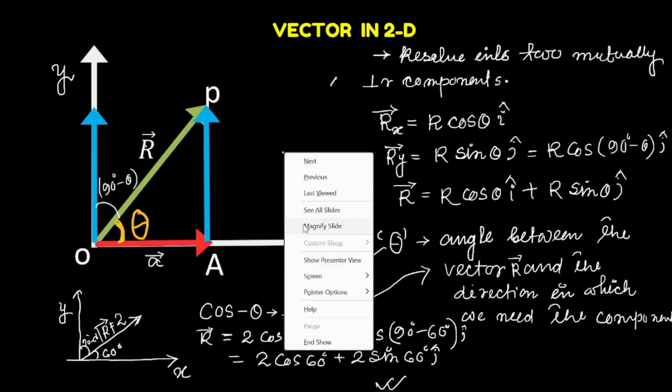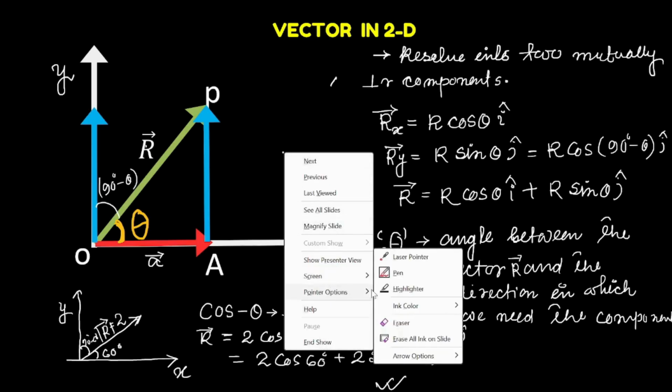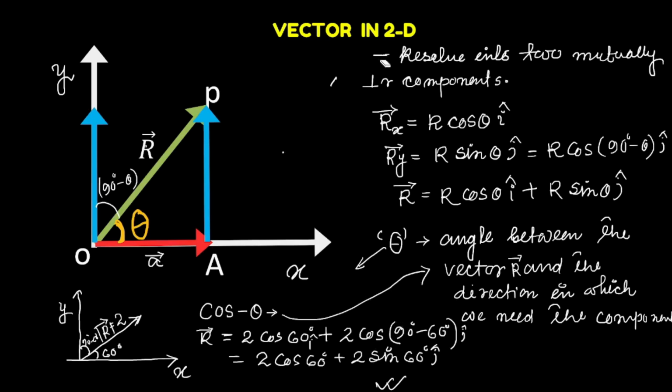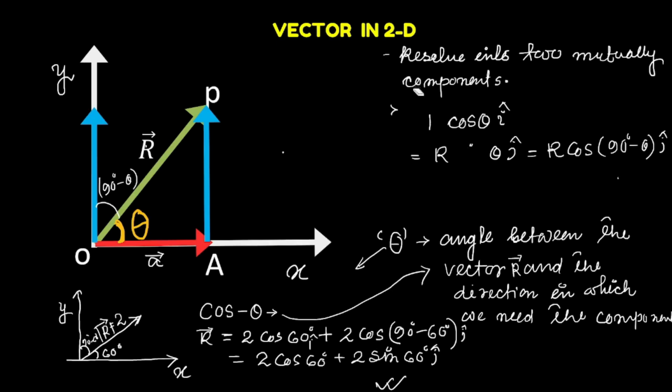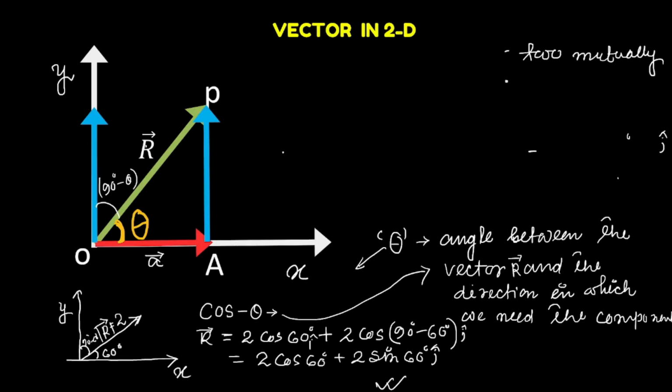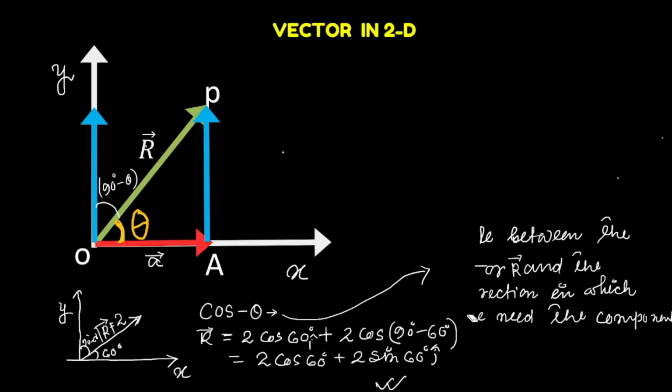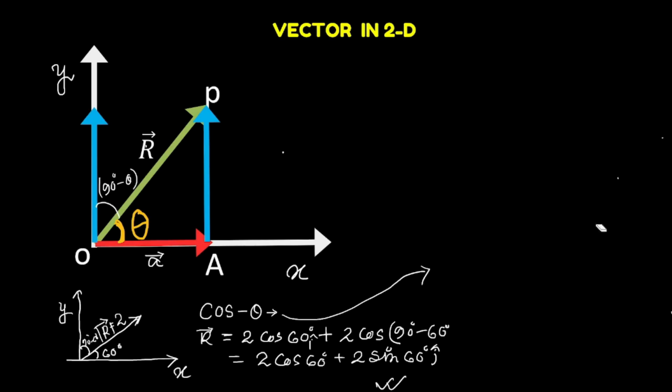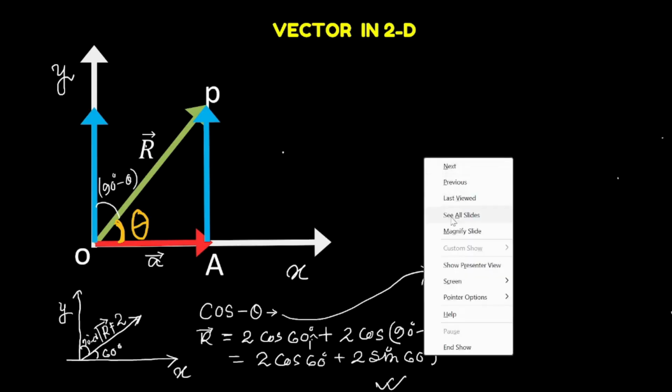So now we know how to write a vector in 2D.